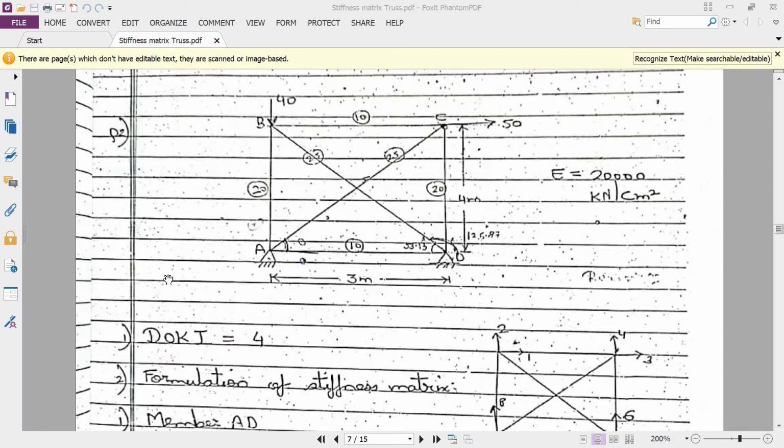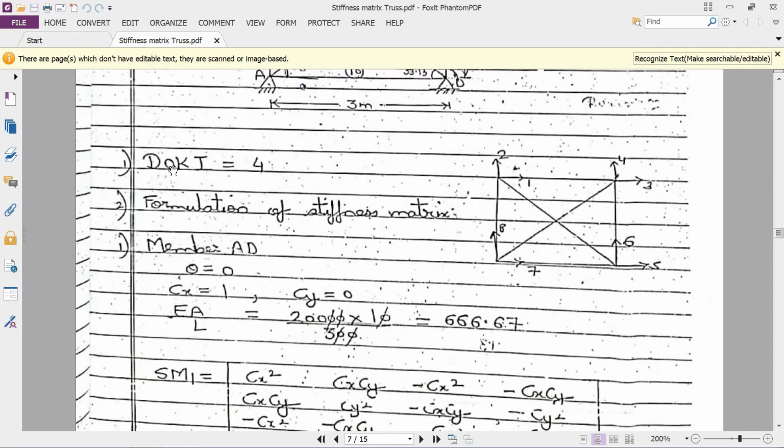As per the diagram, it is clear that joints B and C will be subjected to horizontal and vertical displacement. Let us see how to solve this numerical. First of all, we have to calculate the DOKI, that is degree of kinematic indeterminacy. As we know, B and C are pin joints, each having 2 degrees of freedom which we have to calculate.